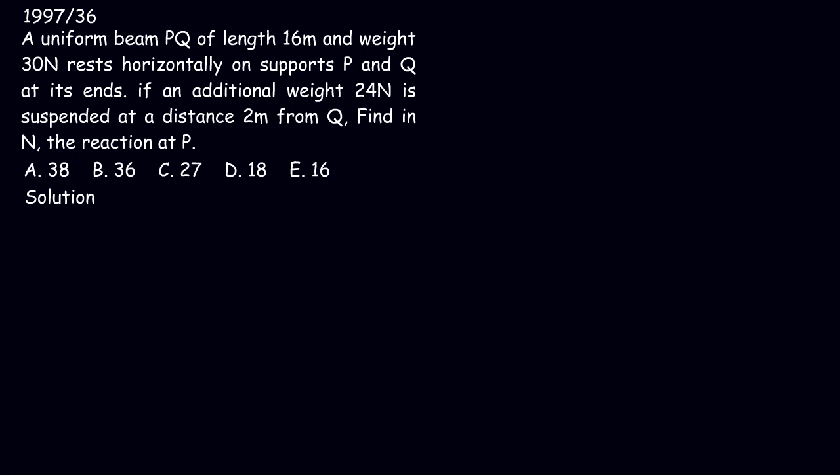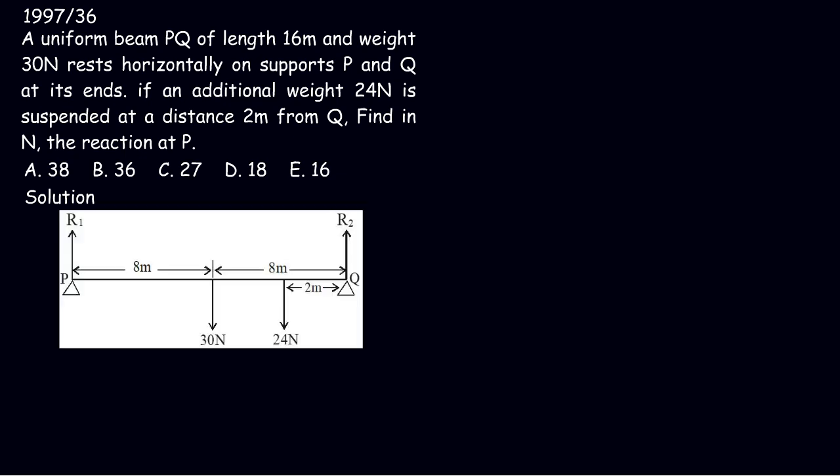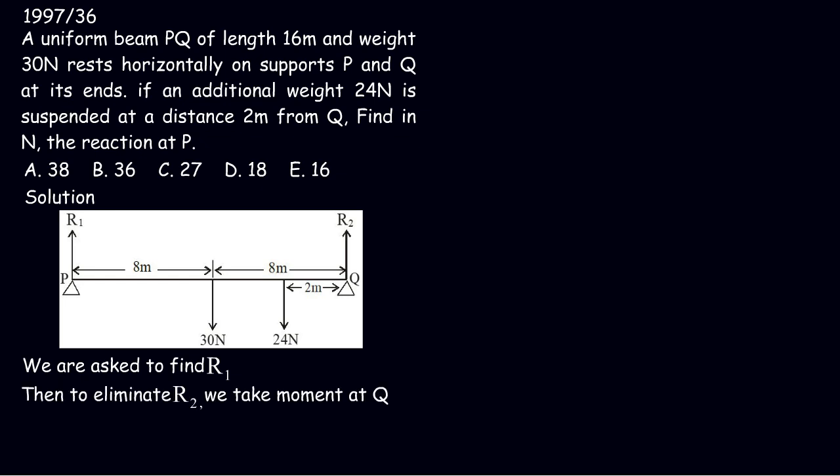Now our very first step is to present our question in a diagram, and doing so we get the diagram as shown on the screen. Now we are asked to find arrow 1, which is the reaction at P. Now to eliminate arrow 2, we are going to take moments around Q. Now taking moments around Q, the total length of our beam is 8 plus 8, which is 16.